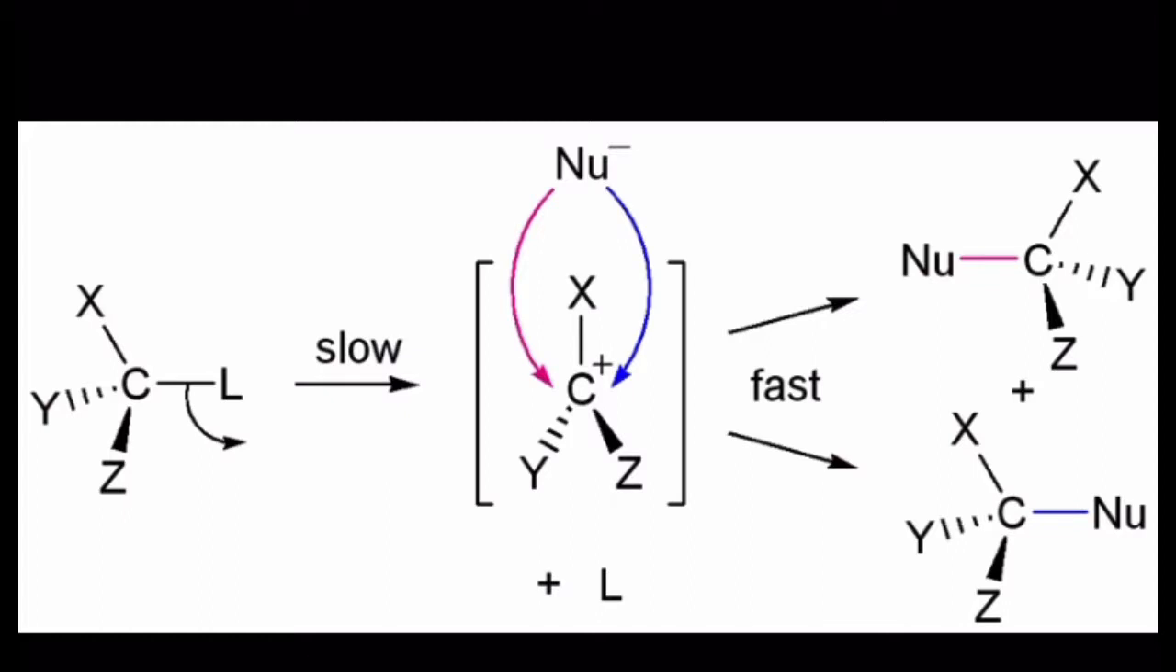The first step that happens in the SN1 reaction, also known as the slow step as labeled here, is your leaving group is going to leave. For something to be a good leaving group, it has to be a weak base.